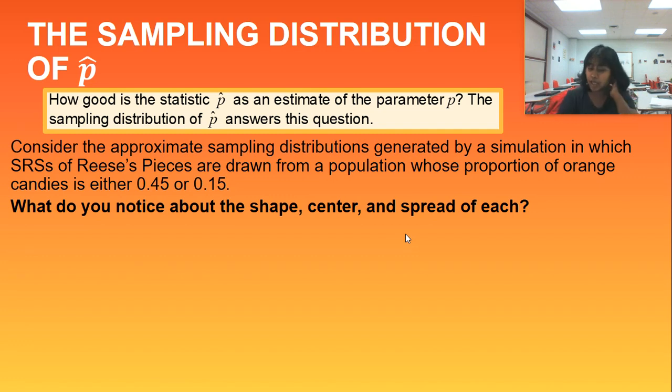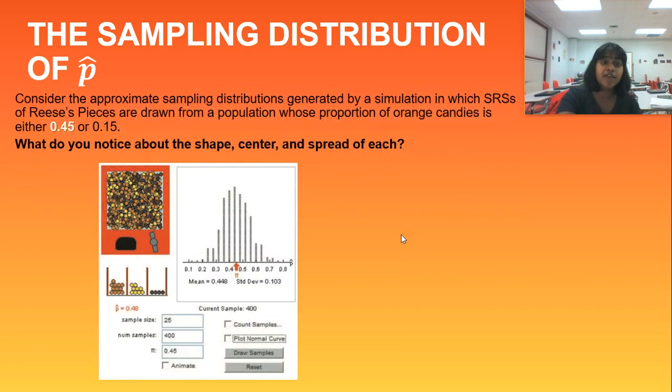So we launched an applet, and it's called the Rossman Chance applet, and so we're going to do this in class, but you can also check on page 441 of your textbook if you want to review this. But I went ahead and pulled these images for us. So if I'm looking at a sample size of 25, I drew 25 Reese's Pieces from this candy machine. And I'm looking at a p-value of 0.45. Okay, they represent it as pi on the applet, but we know that this is p.